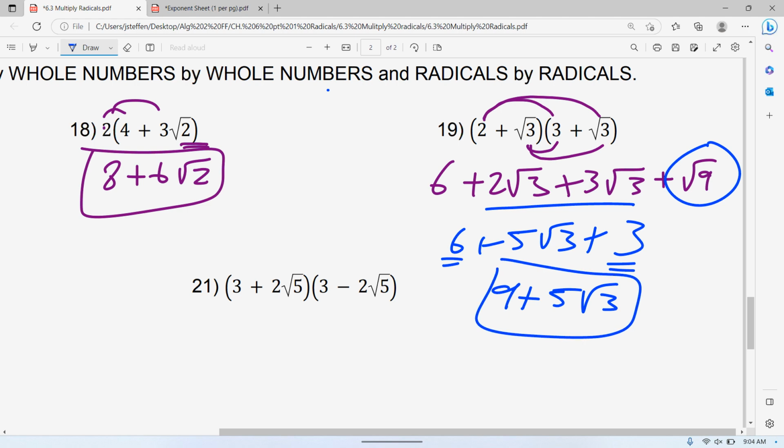These will look like this. I don't think I give you any that are too terrible. I've certainly done some of them that you end up with a lot of simplifying.